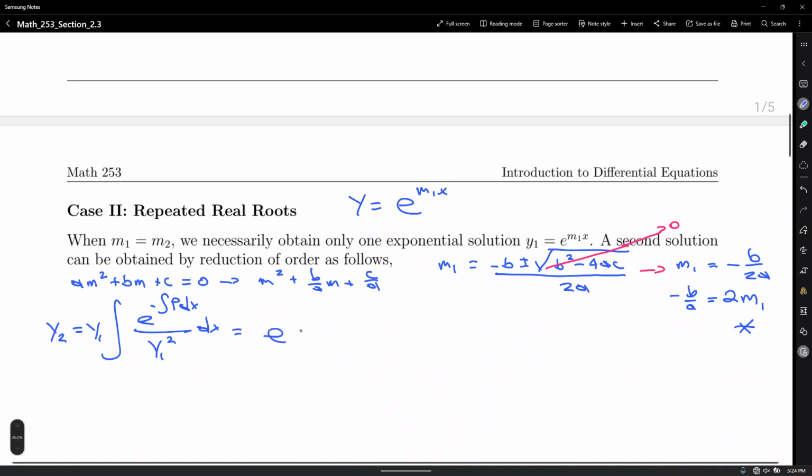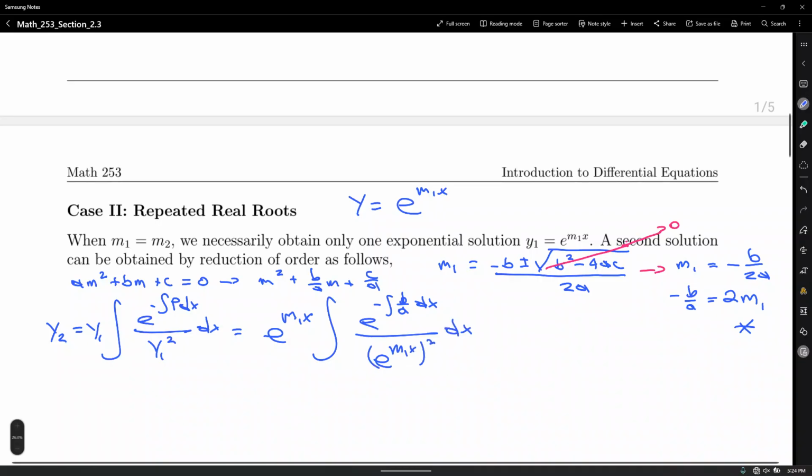So what is y1? This is simply e to the m sub 1 x times the integral of e to the, oh wait, what's p in this equation here? B over a, right? That's negative the integral of b over a dx, everything divided by e to the m1x quantity squared dx.